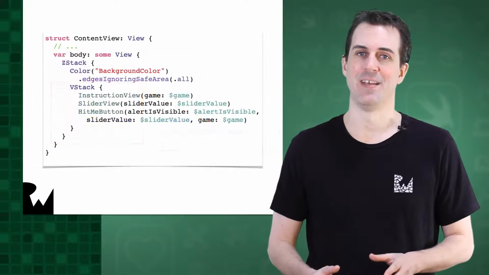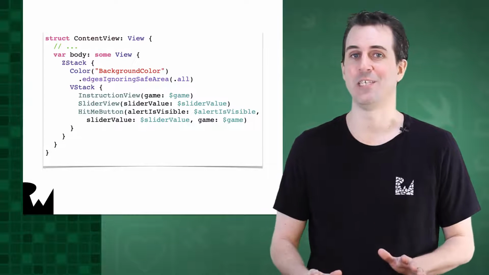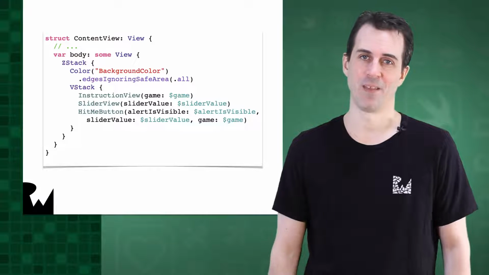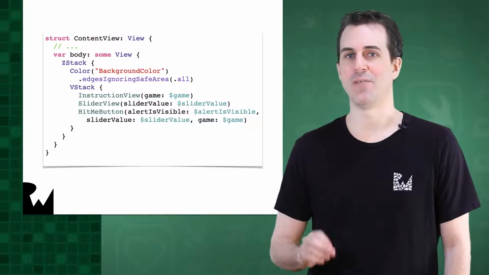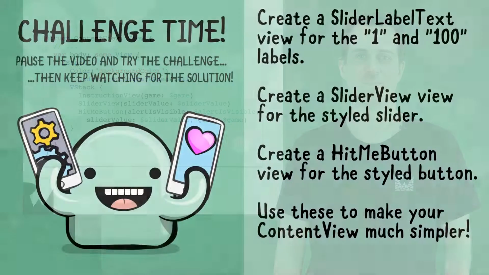By the time you're done, the body of your content view should look as simple as this. That's much easier to read and to understand, isn't it? All right, now pause the video and give this a shot. If you get stuck, don't worry, you can keep watching for the solution.